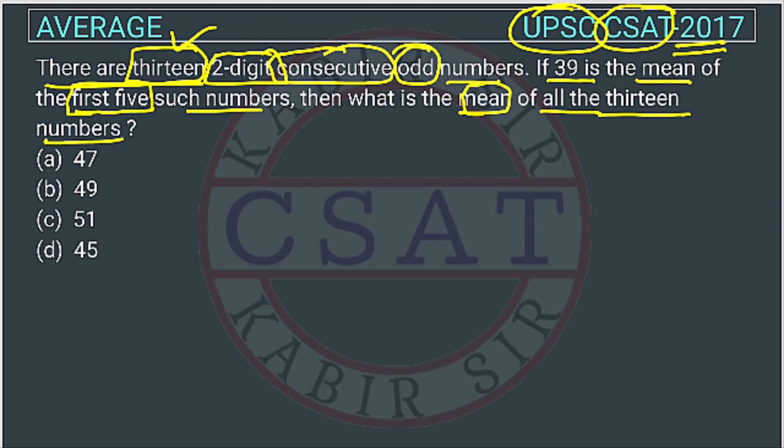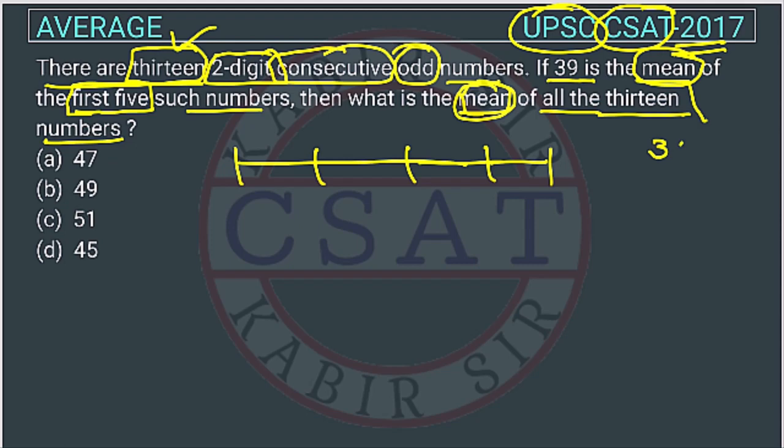So this is a very good question, right? So first of all, don't get confused. They have given mean here. So mean and average are the same, right? So you can assume average, right? So what have they given? They have given, these are 5 numbers: 1, 2, 3, 4, 5. Right, so they have given that the mean of these 5 numbers is 39. Right, and we know that these are 2-digit numbers, right?